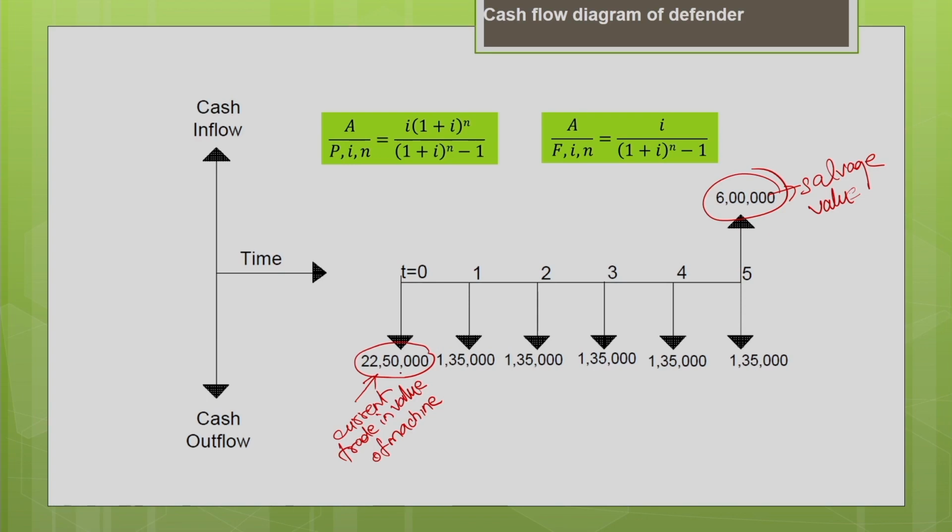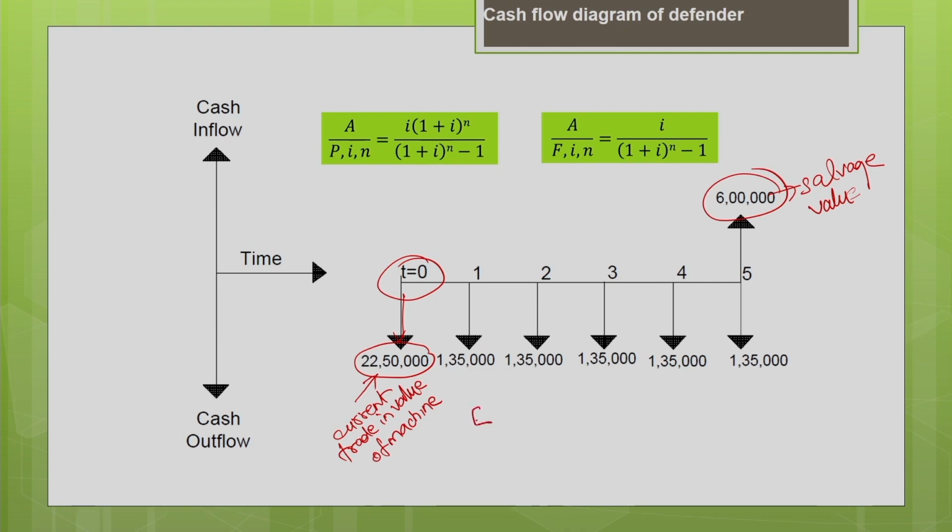Okay. So, now what you do is your initial cost of the defender. Initial cost of the defender is 22,50,000. Okay. So, this one you are going to convert it into equivalent annual cost. This is already at t equal to 0 only. This present value I am going to convert it into equivalent annual cost.